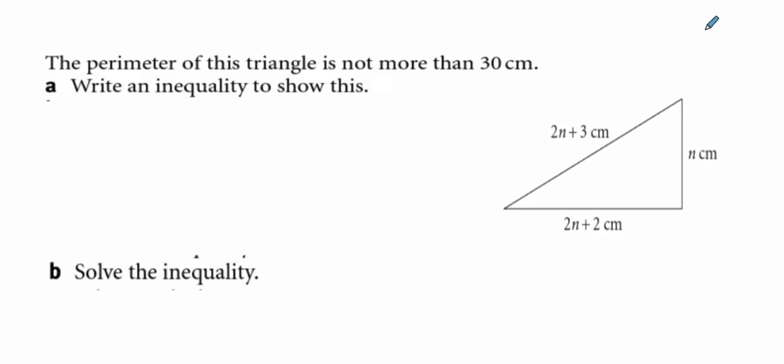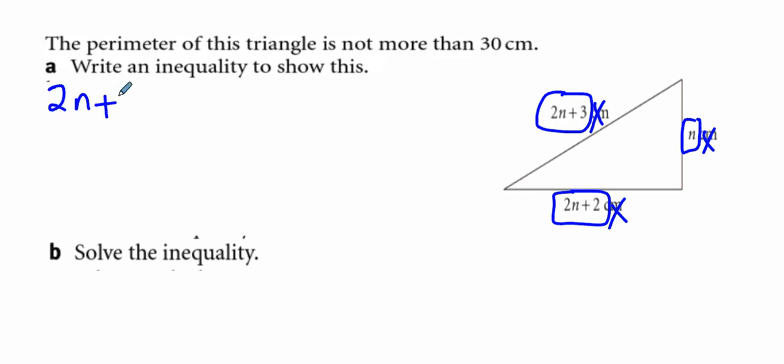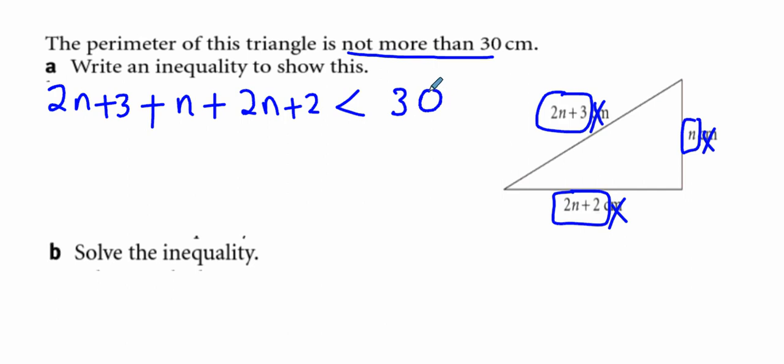We have this question here. The perimeter of this triangle is not more than 30. The perimeter is adding all the sides. That is what we discussed. Ignore the centimeter. So write an inequality to show this. We have 2n plus 3, plus n, plus 2n plus 2. That perimeter is not more than 30, so it should be less than or equal to 30. That is the inequality, so we stop there.